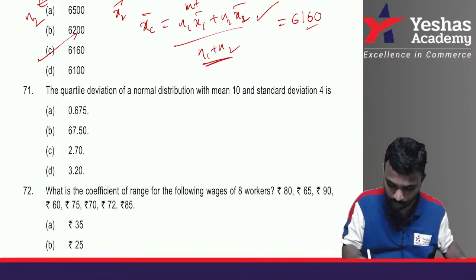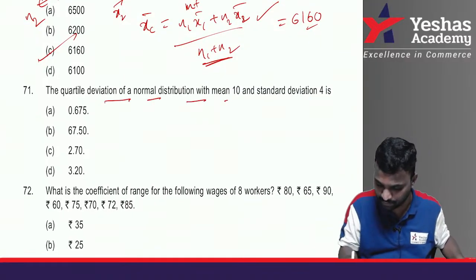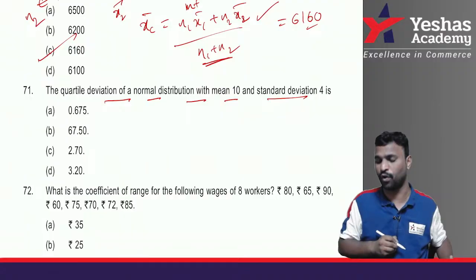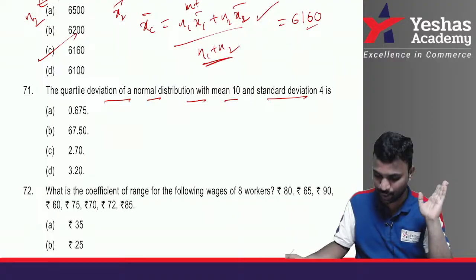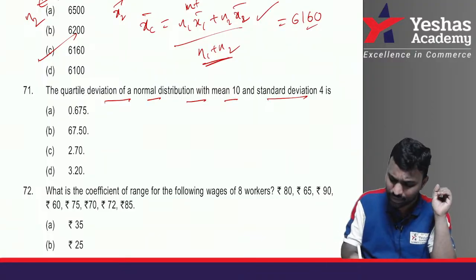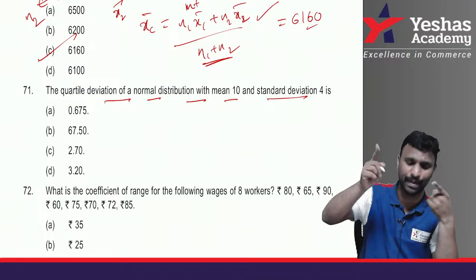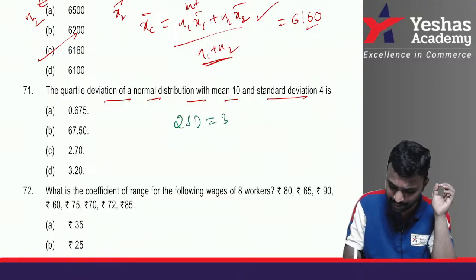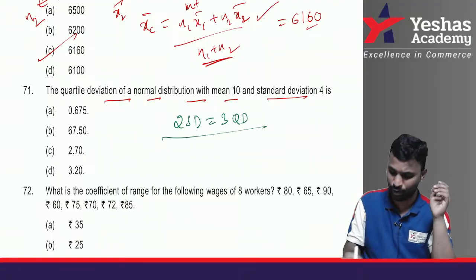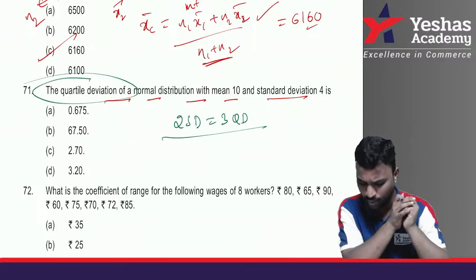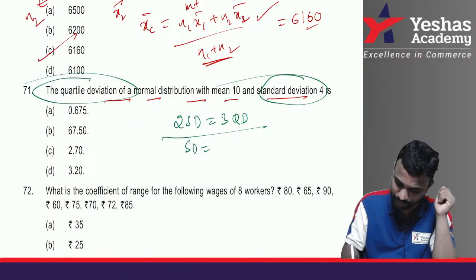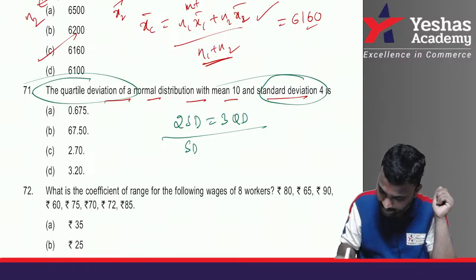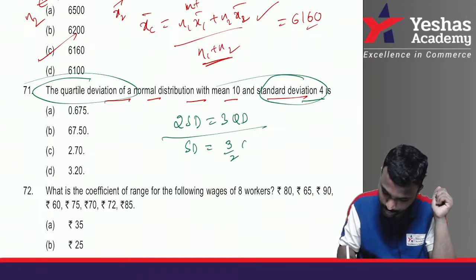Moving on to the next question, the quartile deviation of a normal distribution with mean 10 and standard deviation 4. When you know the standard deviation, that's more than sufficient to get the quartile deviation, because we know the relationship between SD, MD, QD: 2SD is equal to 3QD. Why did I equate this? Because I want the quartile deviation given the SD. So SD is equal to 3 by 2 into QD.